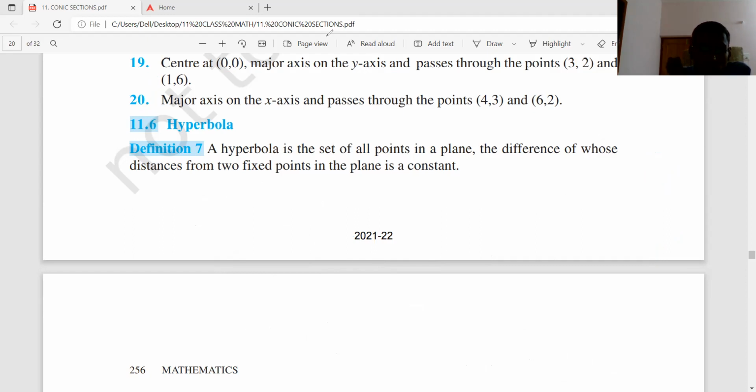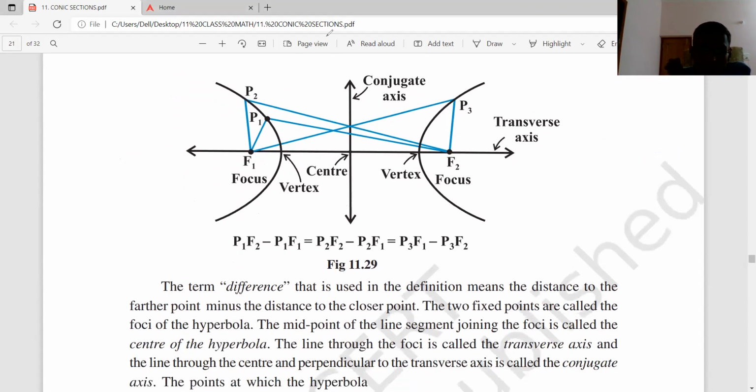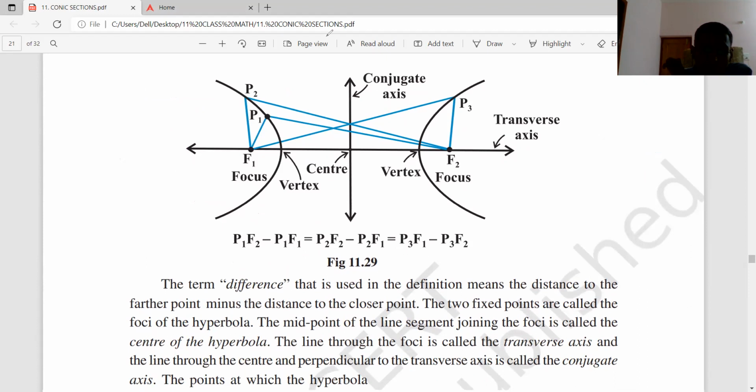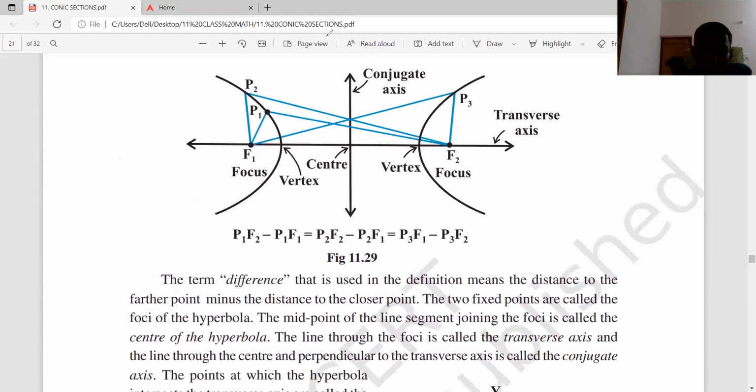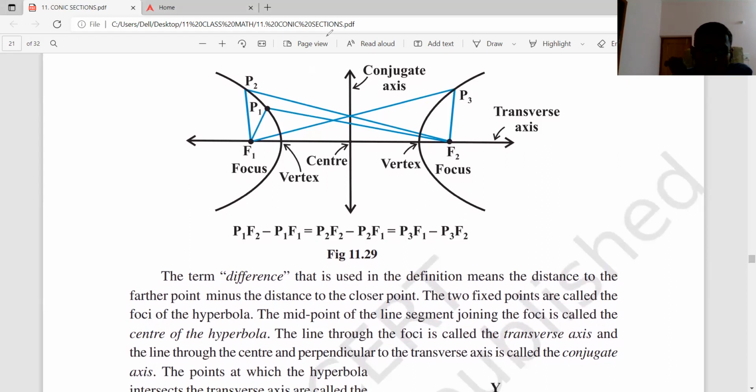Now we'll go through the hyperbola: the set of all points in a plane the difference of whose distances from two fixed points is constant. Like this: P1F2 minus P1F1, P2F2 minus P2F1, bigger minus smaller. But for P3, it is F1P3 minus F2P3, because it is bigger minus smaller. These will all be equal. Such points, if you collect and put together, will form a hyperbola.